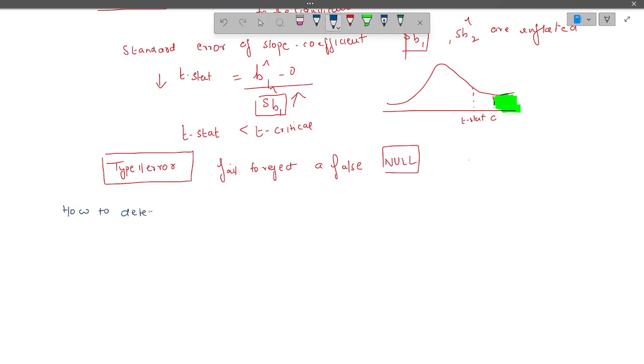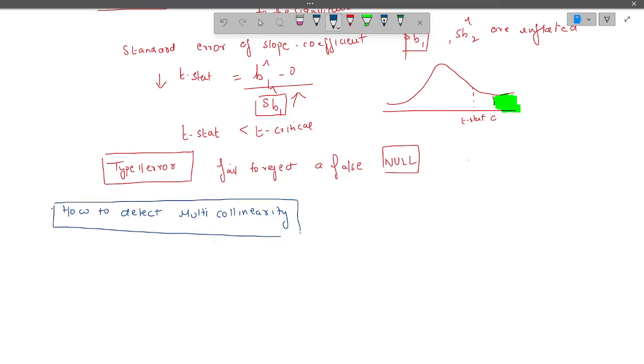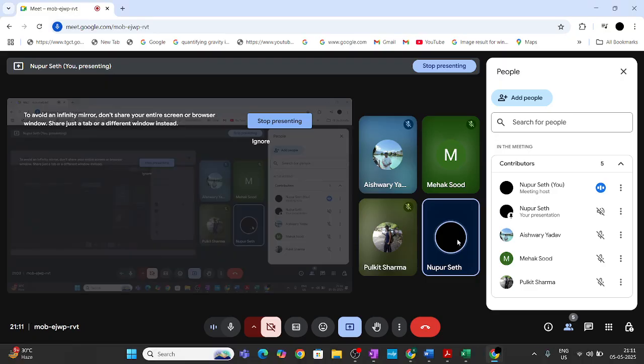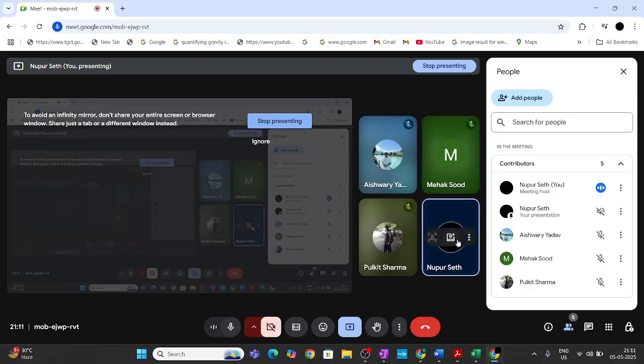Okay, so how to detect multicollinearity? So we need to understand VIF. VIF stands for variance inflation factor.